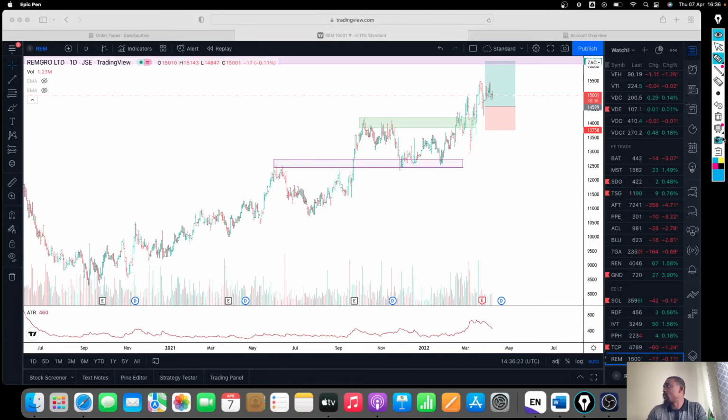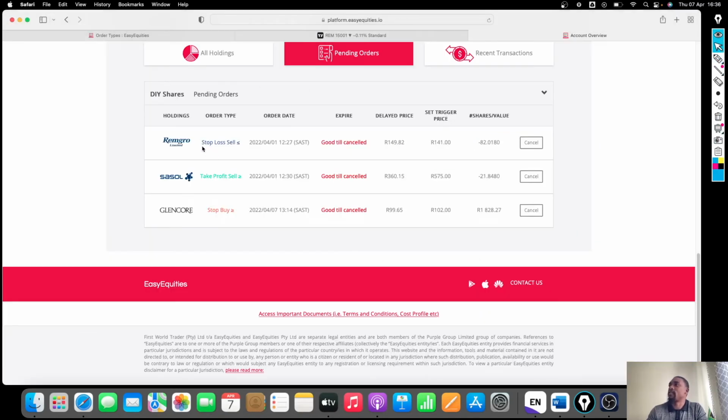Let's see if we can still go back there. Yeah, so that's what I have there, that stop loss sell. Remember, Remgro is a big company, it's part of the top 100. That is why I'm able to set the stop loss. And then for the expiry, I always leave it on good until cancelled, because if it's there for a day, once the day passes, EasyEquities is going to cancel that order. So I want this order to stay there in that position, open until it is triggered.